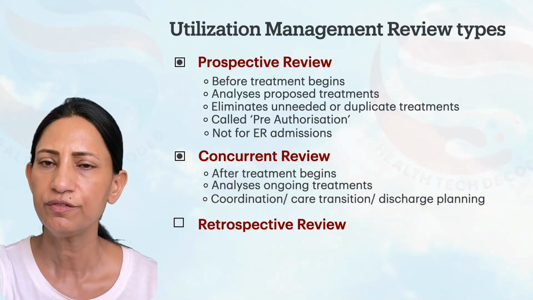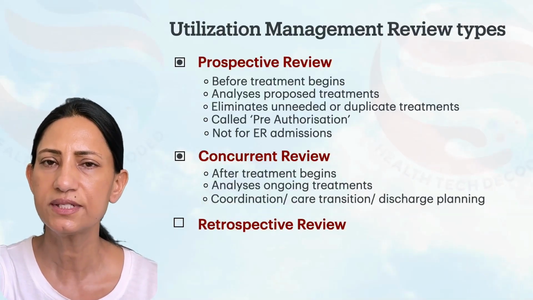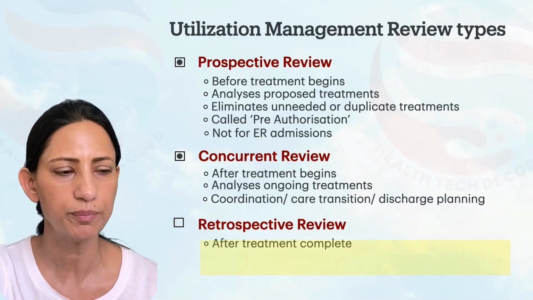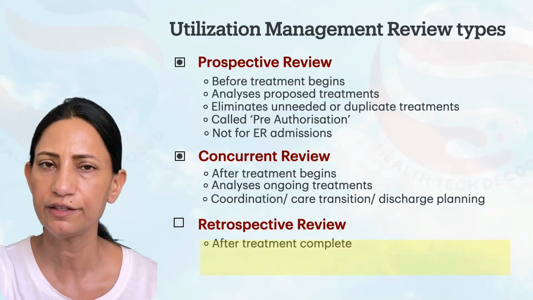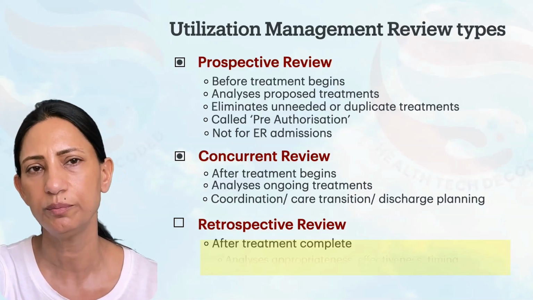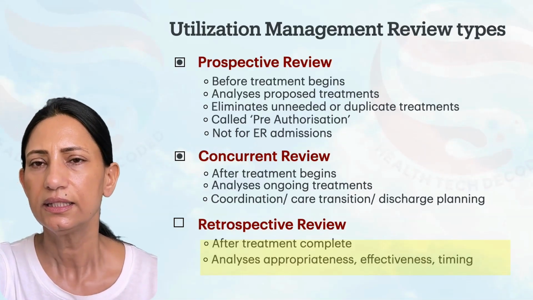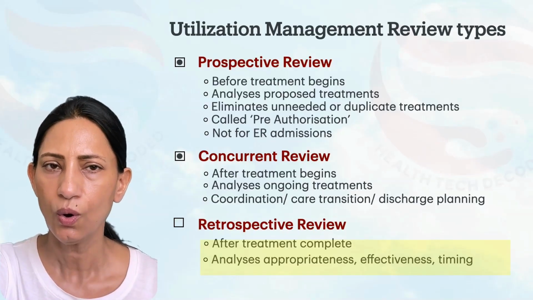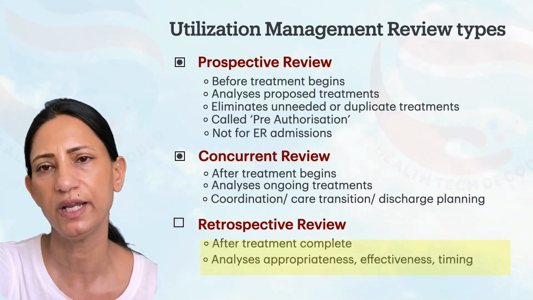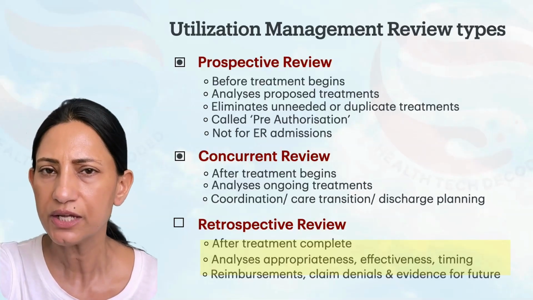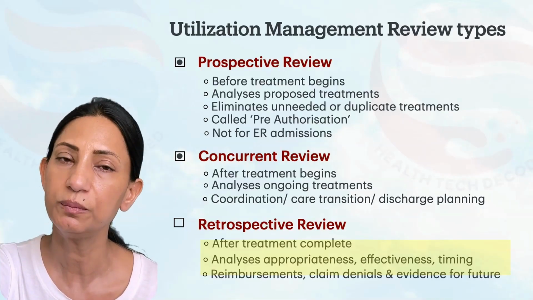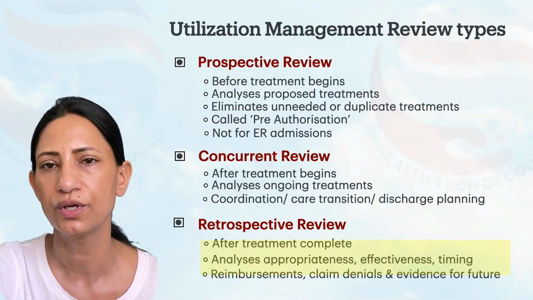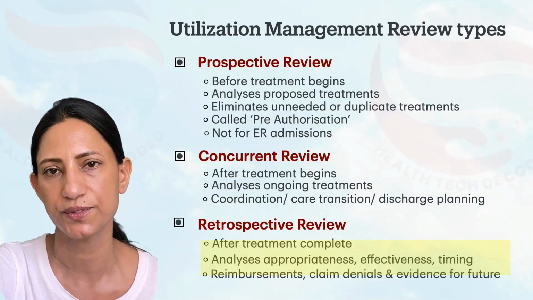Now, the retrospective review. This review happens after the treatment is complete. It analyzes the appropriateness, effectiveness, and timings of the completed treatments. This review is required for handling the reimbursements of claims or for any type of claim denials. With such retrospective reviews, the UMO is able to collect evidence that can be used in future for other reviews.